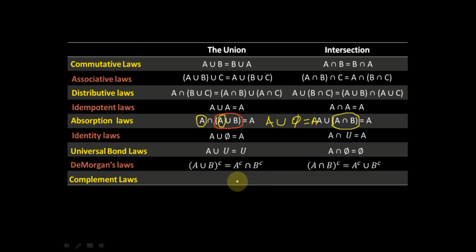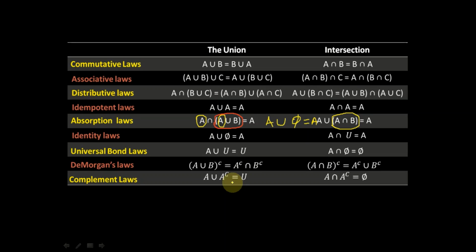Now we have the complement laws. The union of A and the complement of A is universal. Why? Because A plus not A, the complement of A is not A. Okay, so A plus not A, that will be all those sets that are not A plus the set of A. It will be all those sets that are available there. That's why it becomes what? The universal. And then now we have the intersection of A and the complement of A.